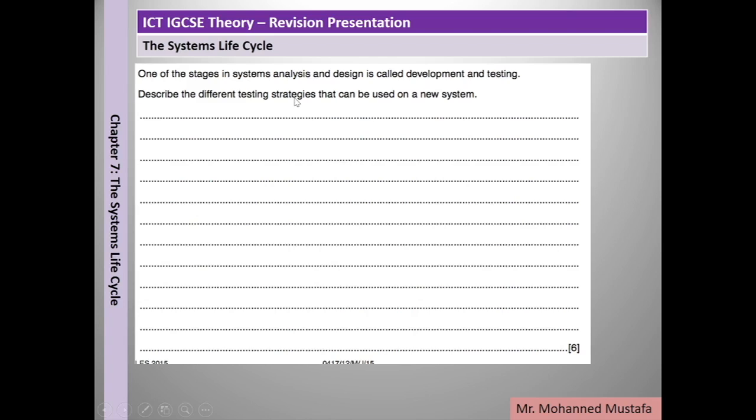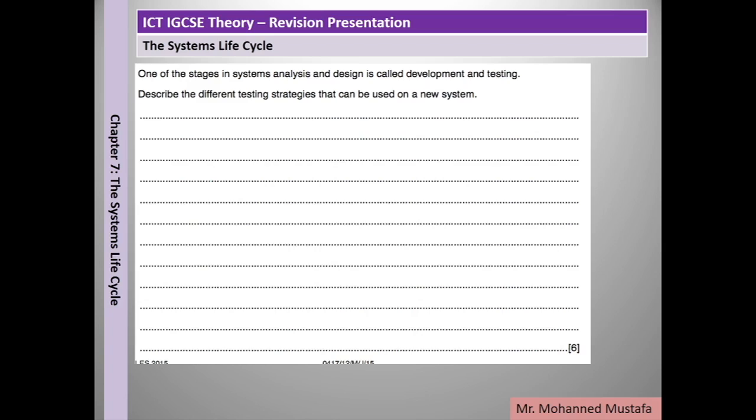One of the stages in the system analysis and design is called development and testing. Describe the different testing strategies that can be used on a new system. What would you test on a new system? Yes? The testing strategies that you can have are different. For example, you must test module by module. You must test, for example, the tables. You must test the validation techniques. You must test insertion of data, inputting of data, output of data into the system. All these are different testing environments.